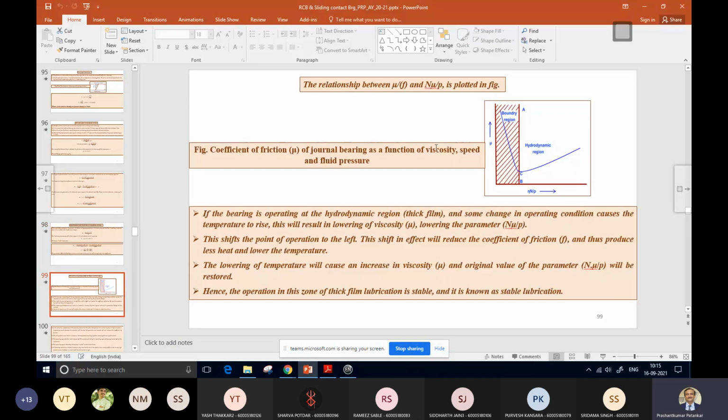I think this particular graph also, wherein viscosity is taken along the y-axis and n times mu by p is taken along the x-axis. Okay, so that also we have discussed, and how on the basis of the nature of this graph we can divide this lubrication system into thin and hydrodynamic lubrication systems. That is what we discussed.